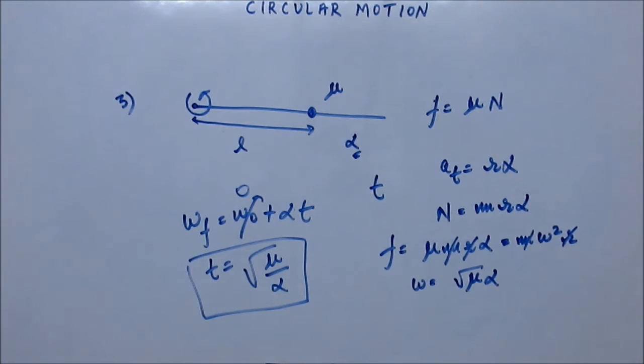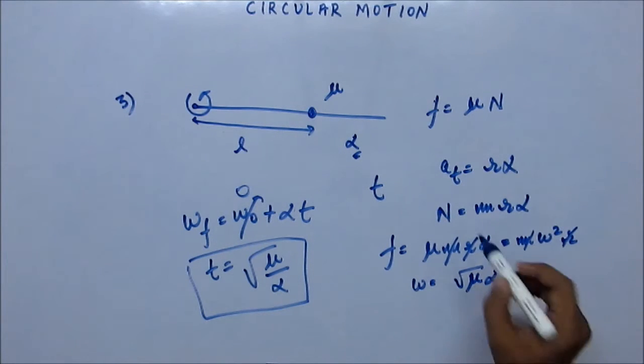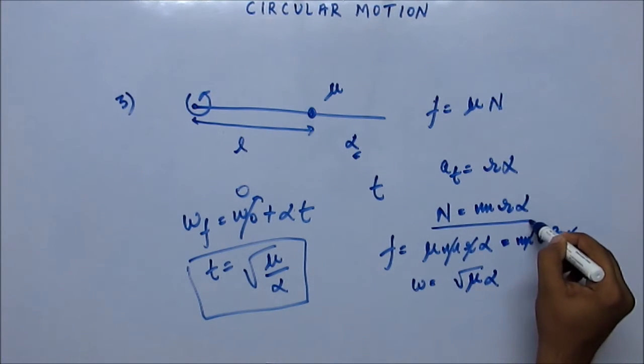It's a good problem. If you didn't get it the first time, you should think about it. Spend more time thinking about it. Why we took normal reaction to be m r alpha.